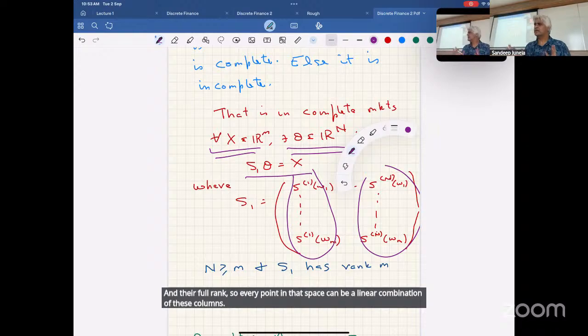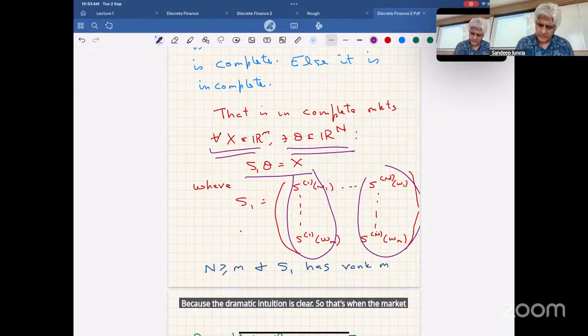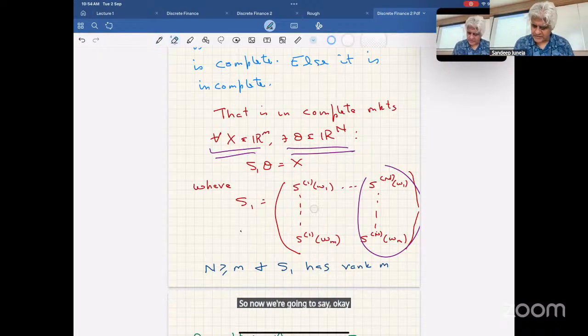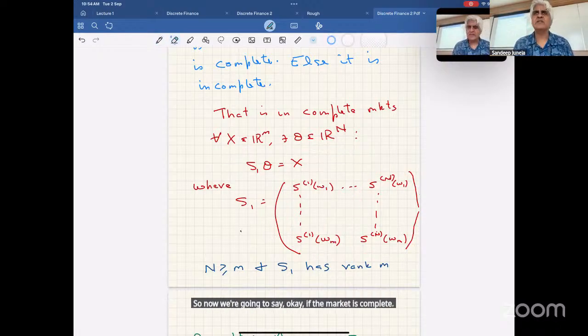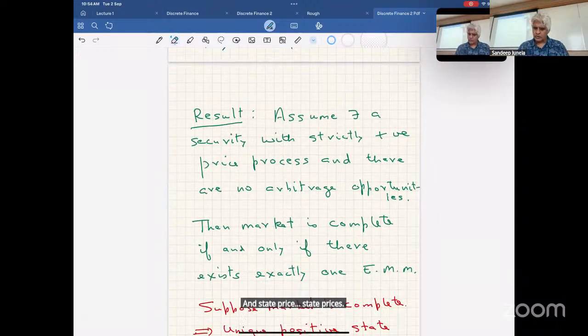Okay, so geometric intuition is clear. So that's when the market is complete. So now we're going to say, okay, if the market is complete, then what can we say about our equivalent martingale measure and state prices? So the result is: assume that there exists a security with strictly positive price process.